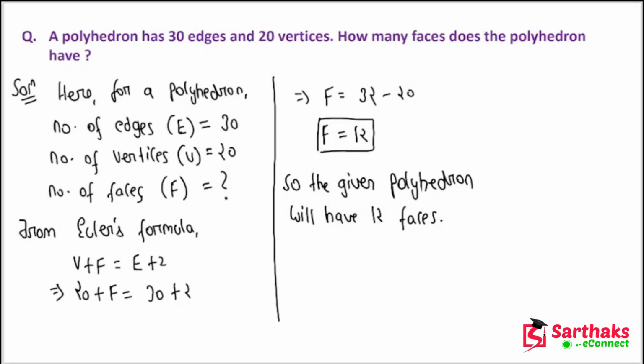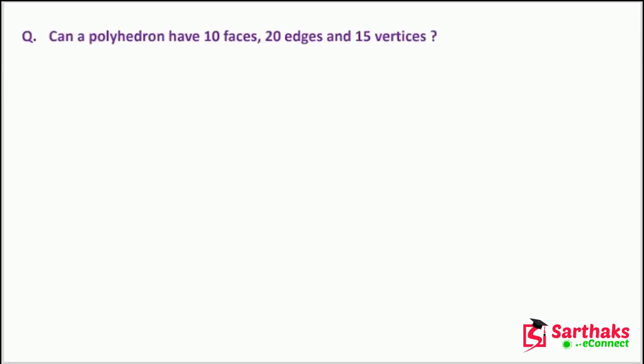So you can clearly see. Okay, this concept will basically help you in solving out the MCQs. Let us move on to the next question. Now this question says, can a polyhedron have 10 faces, 12 edges and 15 vertices?